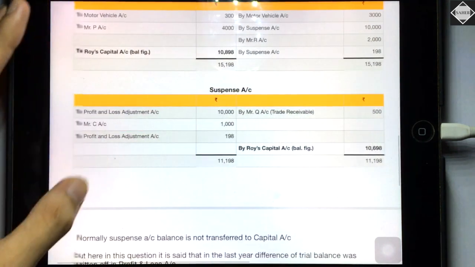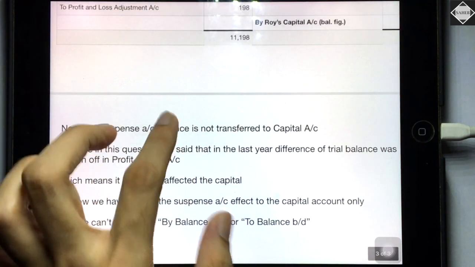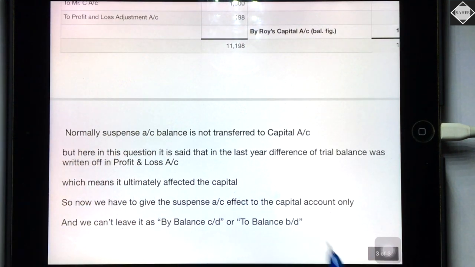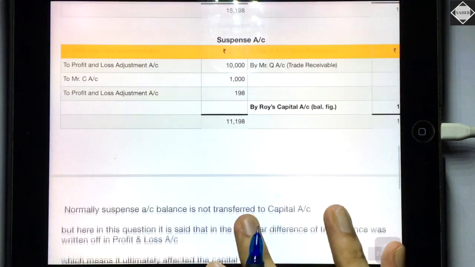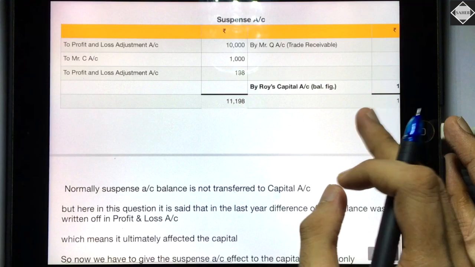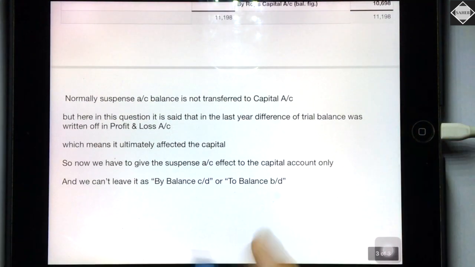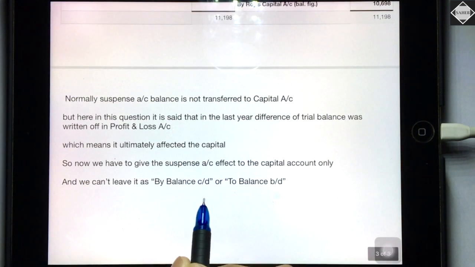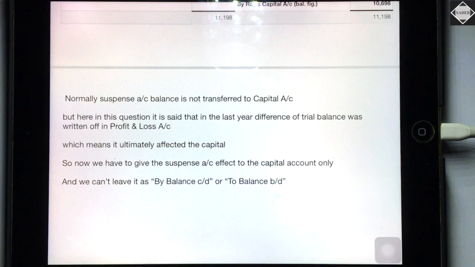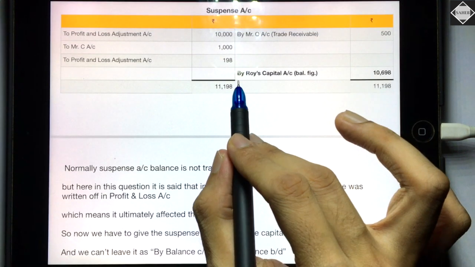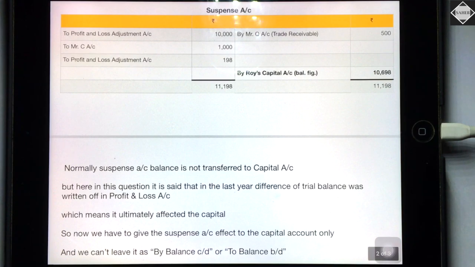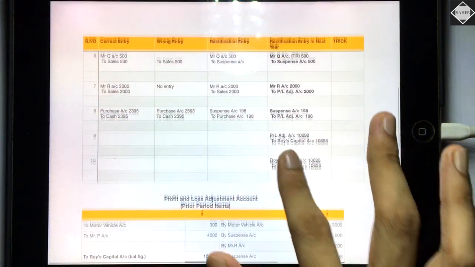Fine. See here, normally the suspense account balance is not transferred to the capital account, but here in this question it is said that in the last year the difference of the trial balance was written off in the profit and loss account, which means it ultimately affected the capital. So we have to give the suspense account effect to the capital account only in the current year also. And we can't leave it as balance c/d or balance b/d. Otherwise we would have taken over here by balance c/d. Is that clear?